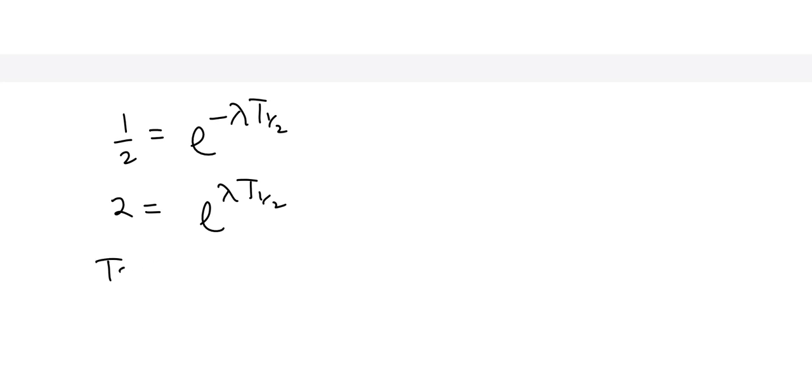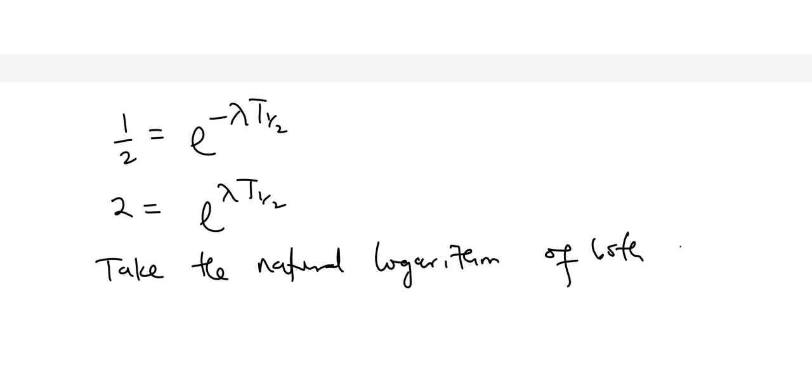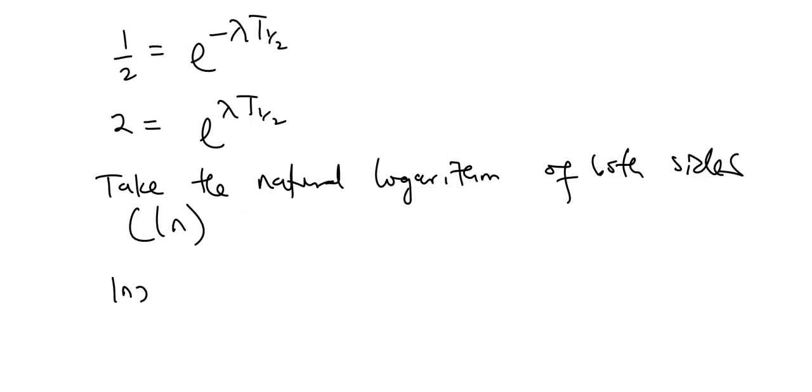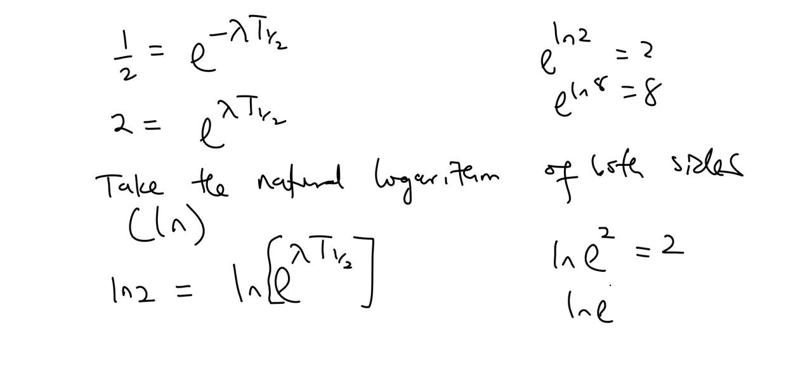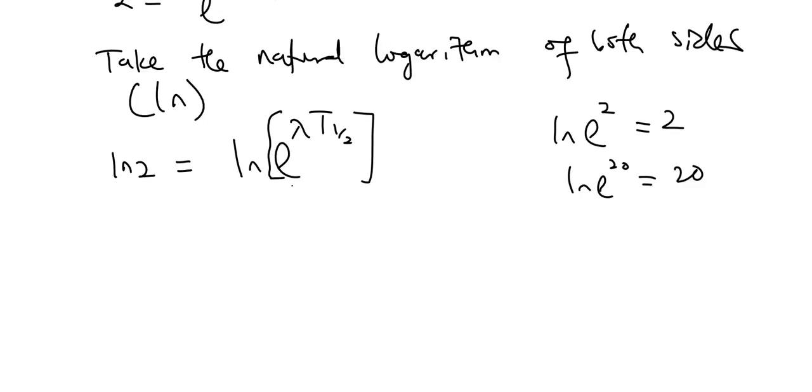Then we can take the natural logarithm of both sides. That is, we take the ln of both sides, so we have ln 2 equals ln exponential lambda t half. As I said earlier, if you take exponential ln 2, you get 2. If you take exponential ln 8, you get 8. The same thing, if you take ln exponential 2, you still get 2. Ln exponential 20, you get 20, and so on. So this is ln 2 equals lambda t half.